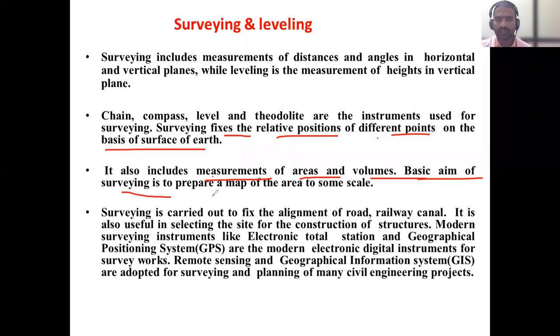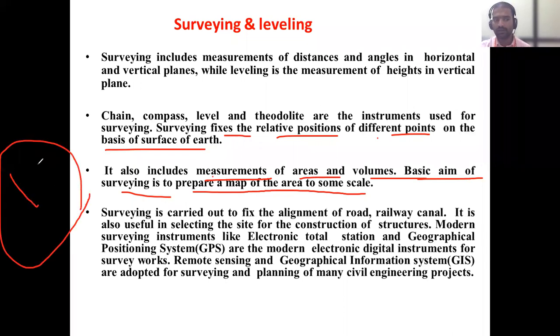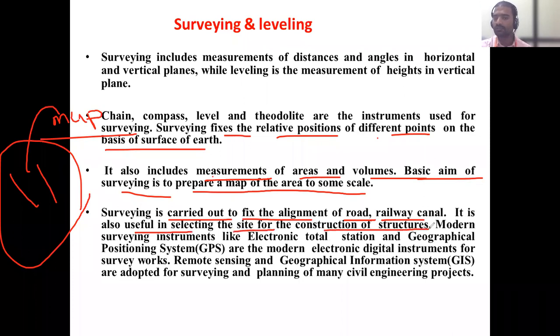एरिया कैलकुलेट करना है तो मैं सर्वेइंग करने का, वॉल्यूम कैलकुलेट करना है तो सर्वेइंग करने का. The basic aim of the surveying is to prepare the map of the area to some scale. Okay, so if I want to measure the area of this plot, it means I have to create the map. Surveying is carried out to fix the alignment of road. हाँ, क्यों करने का? रोड का अलाइनमेंट फिक्स करने के लिए, रेलवे का अलाइनमेंट फिक्स करने के लिए. It is also useful for selecting the site for the construction of structure. If I want to construct a big bungalow, बंगलो कंस्ट्रक्शन करना है तो we have to do the first surveying work.